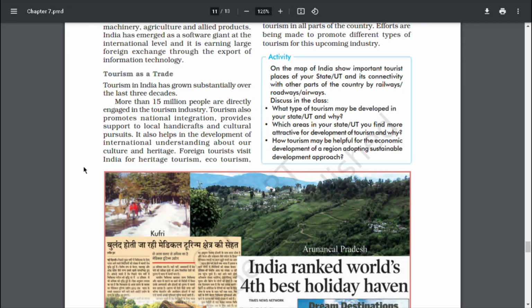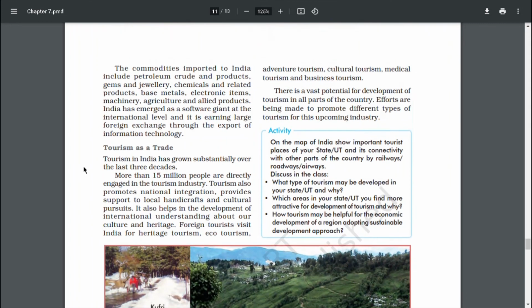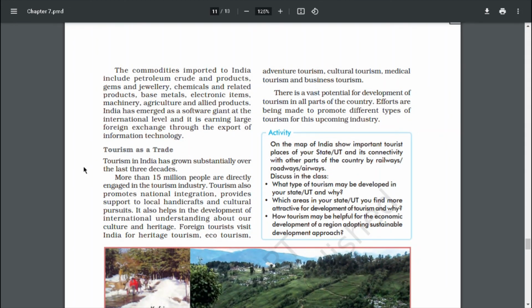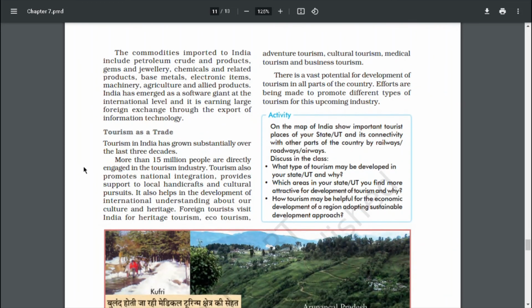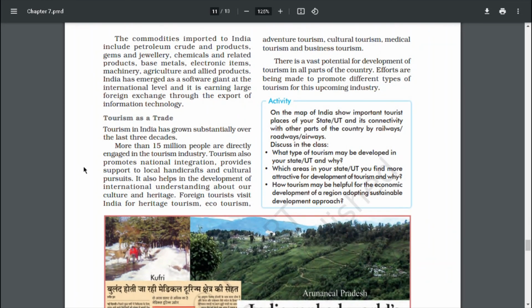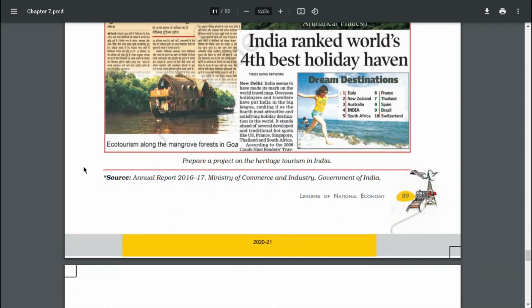Foreign tourists visit India for heritage tourism, ecotourism, adventure tourism, cultural tourism, medical tourism, and business tourism. There is a vast potential for development of tourism in all parts of the country. Efforts are being made to promote different types of tourism for this upcoming industry.